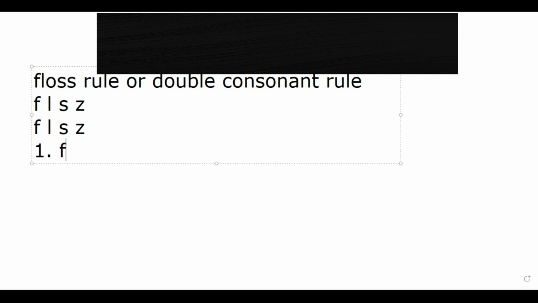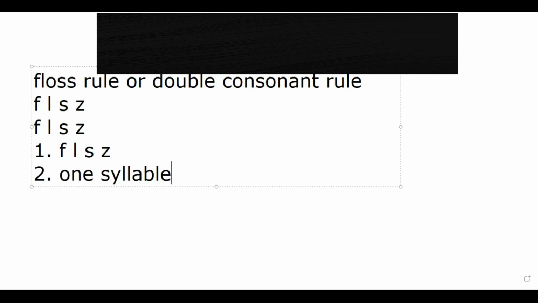First condition: F, L, S or Z sound should be at the last of the word, and then the word must have 1 syllable, which is, you have to check the before sound. The before sound must be a vowel, and the vowel should be 1, not 2 or 3 vowel sounds. In the complete word itself, you must have only 1 vowel sound. That vowel sound must be a short sound.